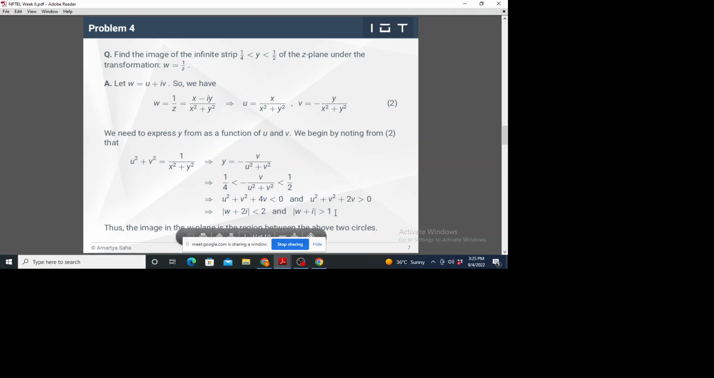and since this is our region, one is less than 2 and one is greater than 1. So the desired image in the W plane will be the region between these two circles. This first condition represents the interior of the given circle, and the second condition represents the exterior of this circle. Of course both of them have to be simultaneously satisfied, so that is why the image in the W plane will be the region that lies between the circles.